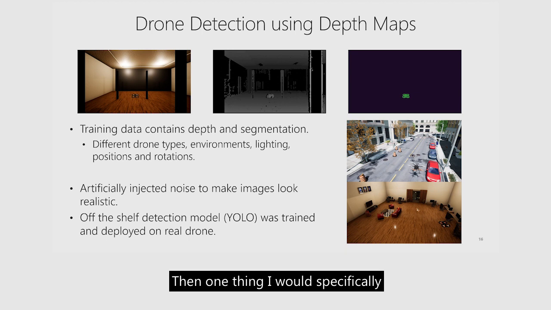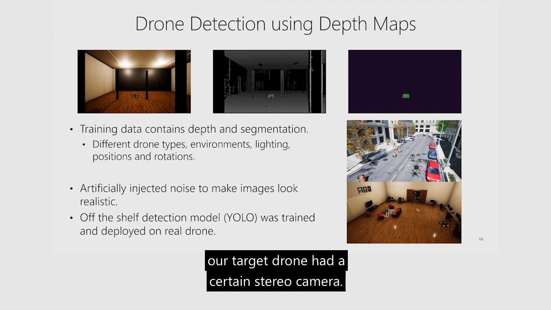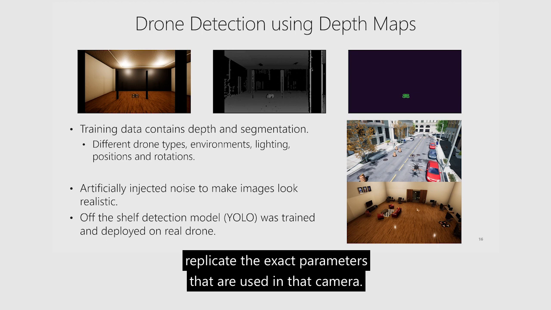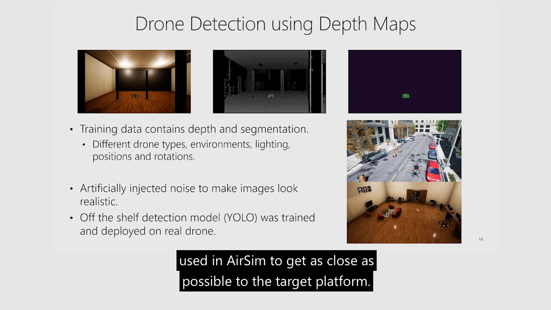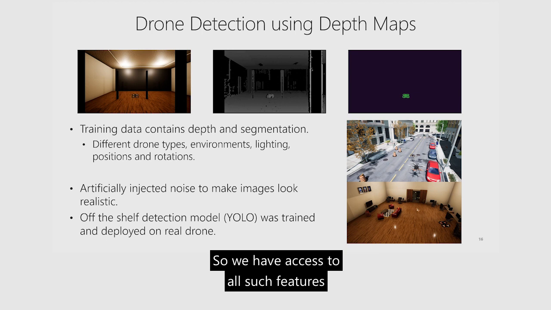One thing I would specifically like to point out here is that in this application, we knew that our target drone had a certain stereo camera. In our case, it was a Stereolabs ZED stereo camera. What we were able to do in AirSim was replicate the exact parameters that are used in that camera. So the same baseline and the same field of view were used in AirSim to get as close as possible to the target platform. So we have access to all such features to train a pipeline that's as robust as possible.